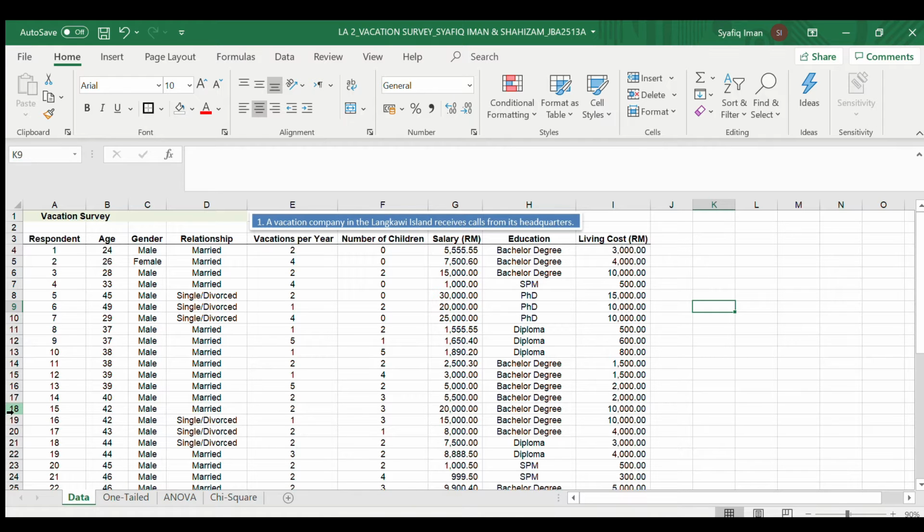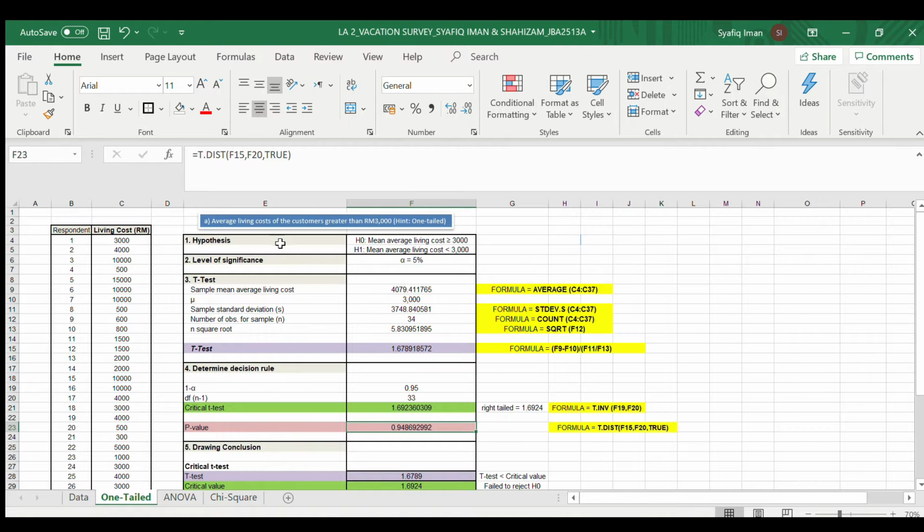Today I would like to present my Pairwork assignment lab 2, which is vacation survey. If you look at this, these are the data of vacation survey. Okay, for the first question, average living cost of the customer greater than 300. The hint is one tail.